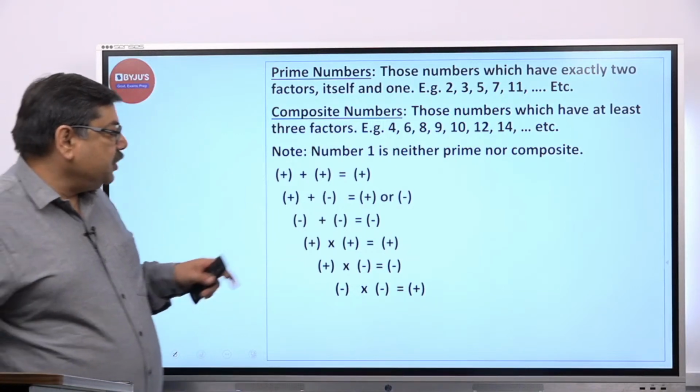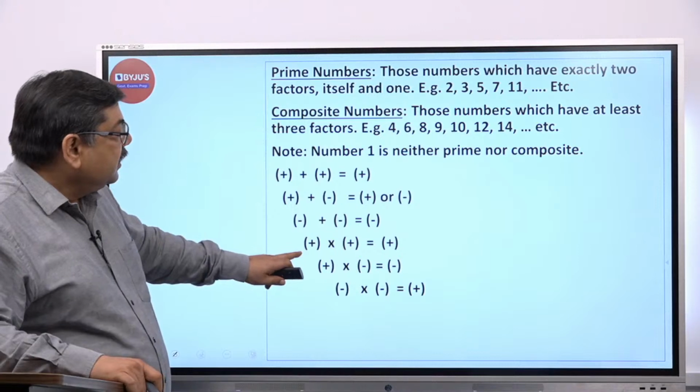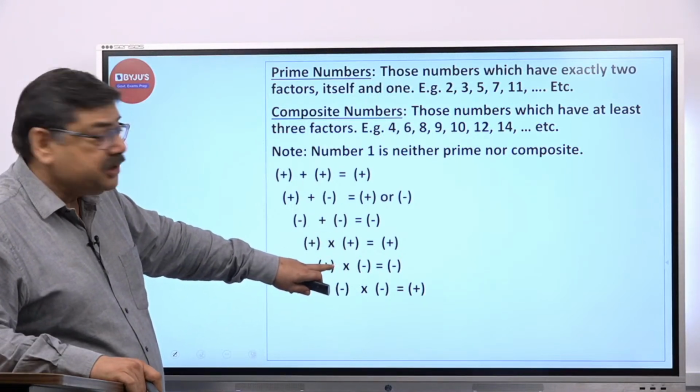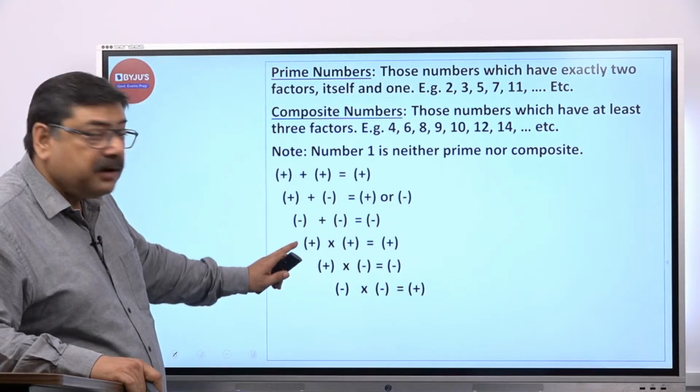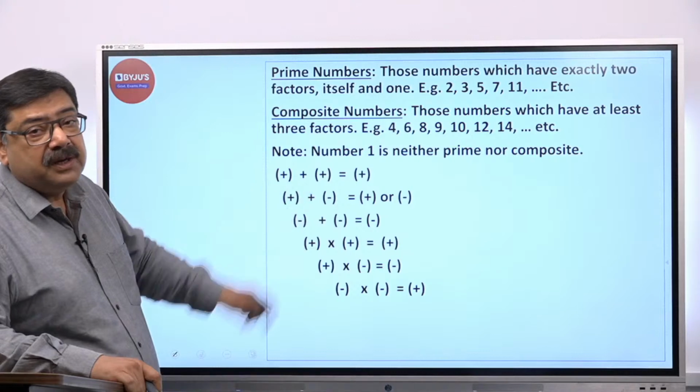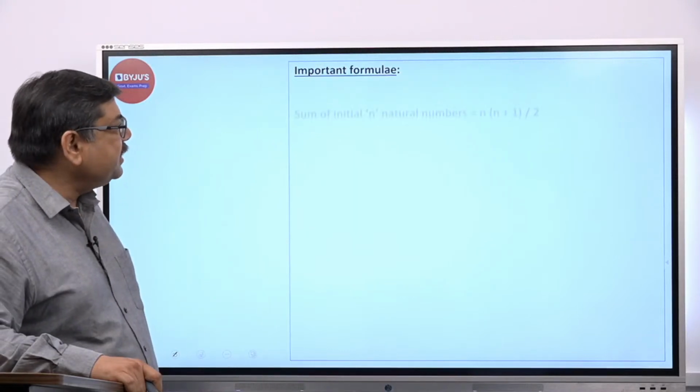Now similarly, as you people are aware, if you multiply, let us say the product of two positive numbers is positive, the product of a positive and a negative is always negative, and the product of two negative numbers is always positive. Very, very basic.